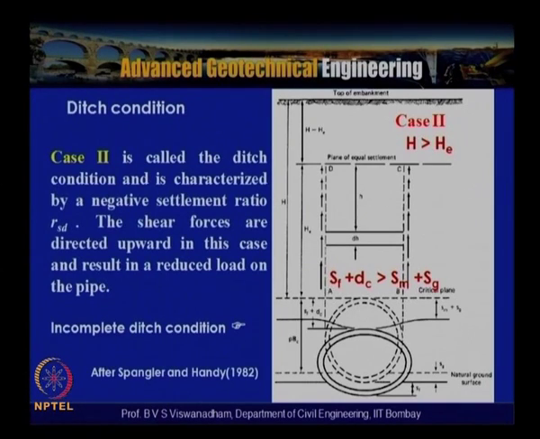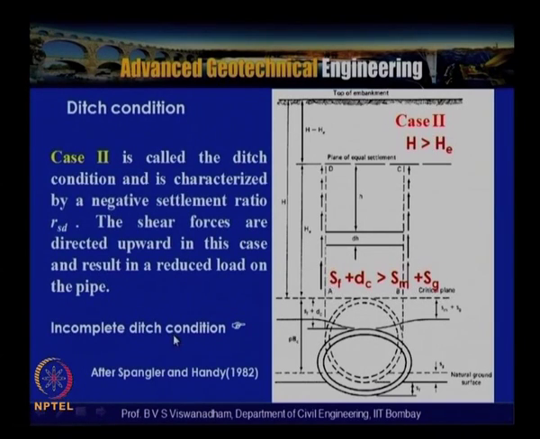In case 2, H is greater than He and SF plus DC, that is the settlement of the fill and the deflection of the pipe, is greater than SM plus SG. This case 2 is called the ditch condition and is characterized by a negative settlement ratio, r_sd. The shear forces are directed upward, as can be seen here, and this results in a reduced load on the pipe.